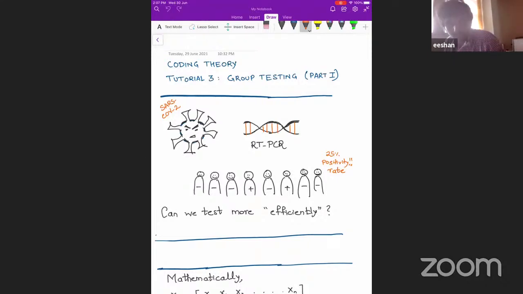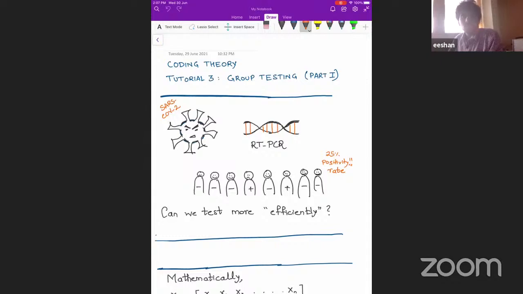The context of today's problem is something which has had the world in its grip for the past year and a half, which is obviously the SARS-CoV-2 virus. As we have all seen, testing along with vaccination has played and is playing a crucial role in keeping the pandemic under control and maintaining some sort of normalcy in our lives.